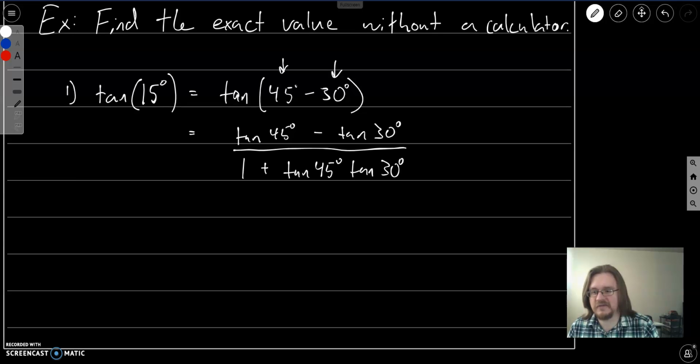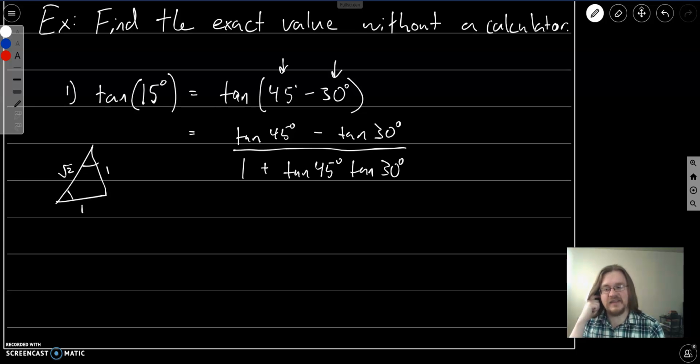So a 45 degree triangle where those guys are the same. I remember this by going, okay, if those side lengths are 1, that side length is the square root of 2, and the tangent of this 45 degree angle is going to be the opposite over the adjacent. So the tangent of a 45 degree angle is 1 divided by 1. So I can replace tangent of 45 degrees with 1.